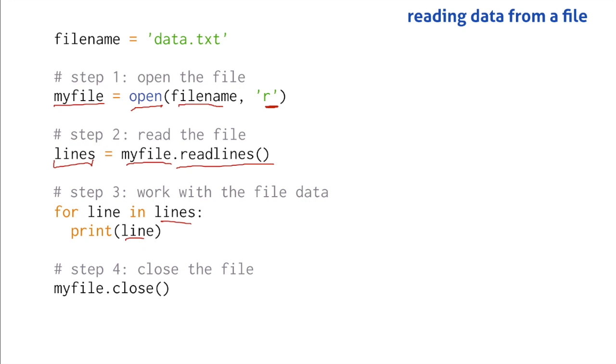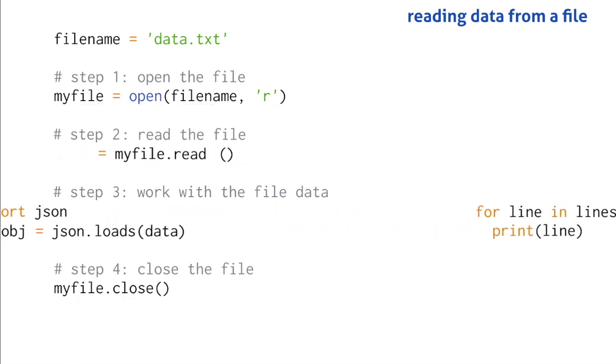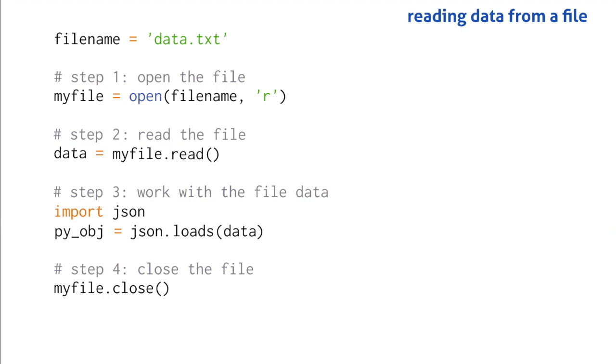Whatever we do, we're just working with the file here, and then when we're done working with the file, we can call myfile.close. In addition to readlines, there's a read method that reads in all of the contents of the file as a string. So here I'm opening the file the same way, except I'm calling data equals myfile.read, which loads in the contents of the file as one long string. So if our file is JSON formatted, then I might work with it by importing json and loading the string in data and putting that into a Python object before still closing the file.